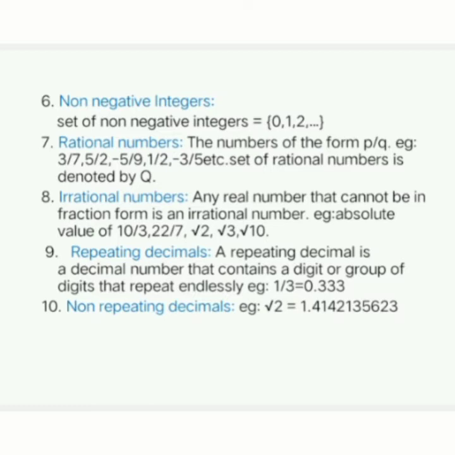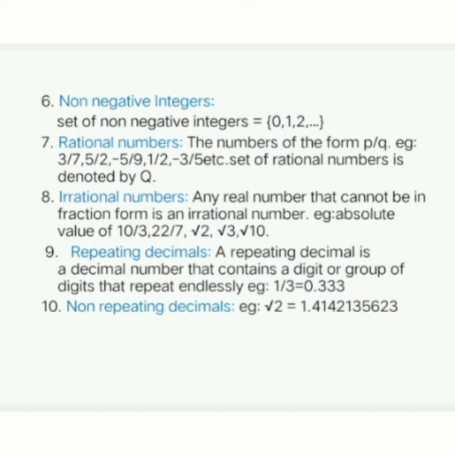Coming to the repeating decimals. A repeating decimal has digits that repeat forever. For example, 1 by 3 equals 0.3333 and so on. Here, 3 always repeats forever.